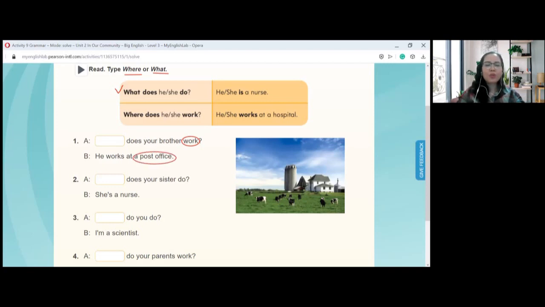So which question word will you use? Where or what? Okay, you will write where. You do the rest of the numbers, yeah, from this exercise. Continue to activity 11. It's not exist in my screen, but you have to do activity 11 by yourself.